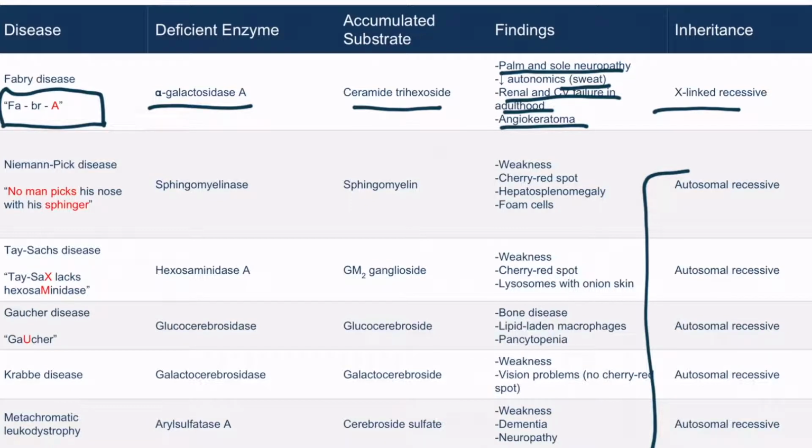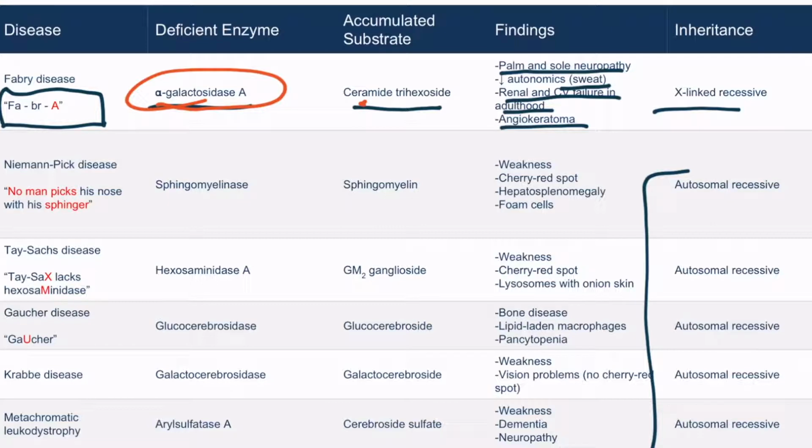I used the A sound in Fabry disease to help me remember that the deficient enzyme and the accumulated substrate both have A sounds in them. Notice how many A sounds are in alpha-galactosidase A. Also notice that ceramide has the letter A right in the middle of the word.